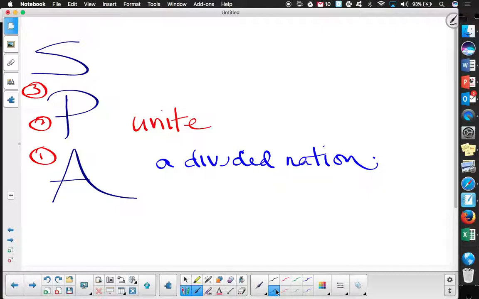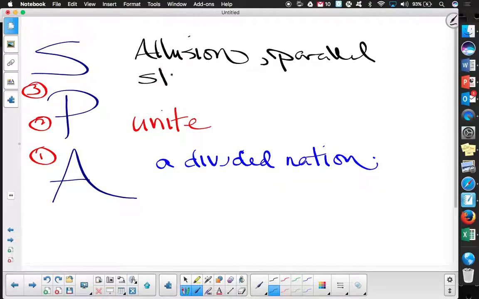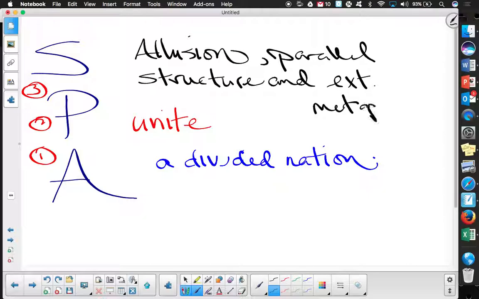And again, we're coming up with 3 that we would want to use at this point. Toby, give me one. Allusion. Parallel structure. And what else just before I go? Extended metaphor? Unite a divided nation. I put an extra period in there.